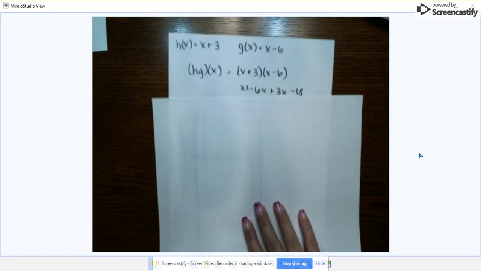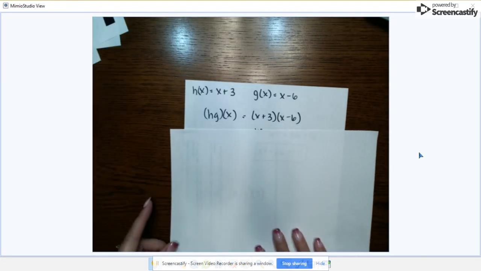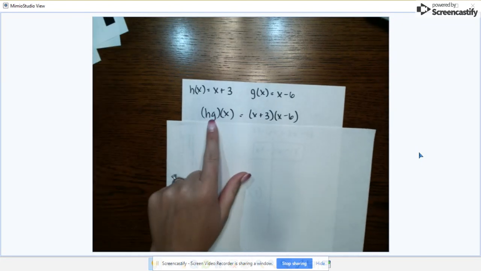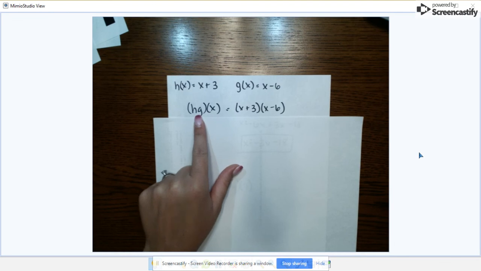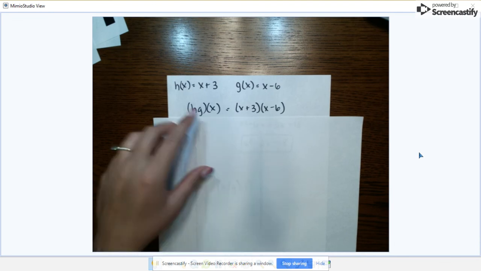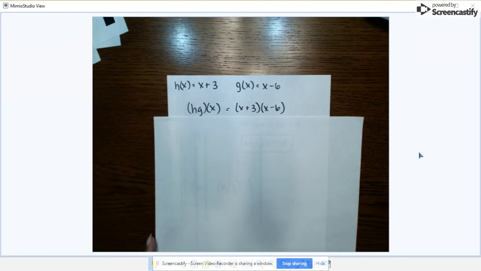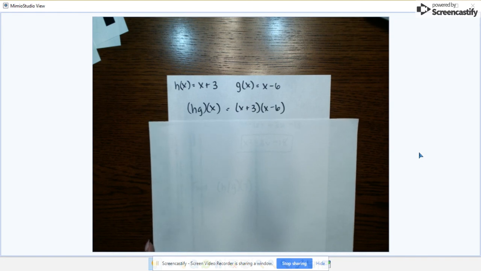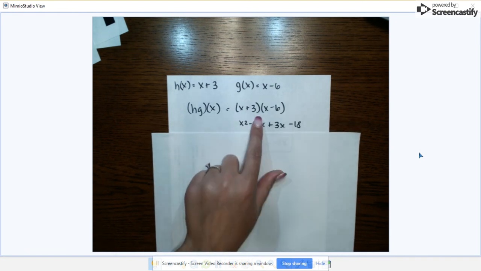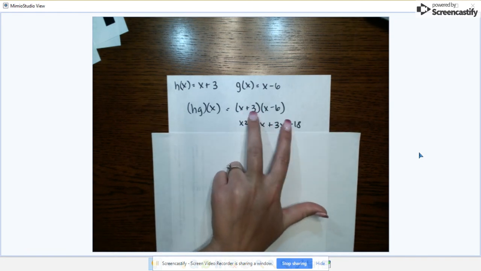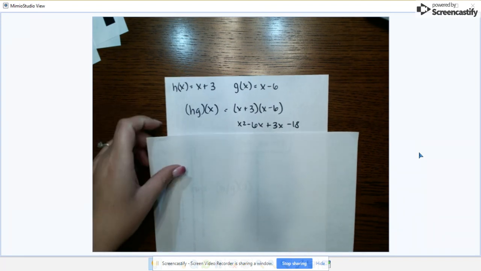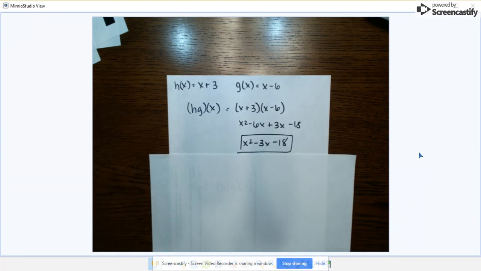Okay, and last couple examples. Here we have two new functions. This time this is multiplication. So we're going to multiply x plus 3 and x minus 6, and this is a foiling problem. So we need to do our firsts, our outsides, our insides, and our lasts. When we simplify that, we get x squared minus 3x minus 18.